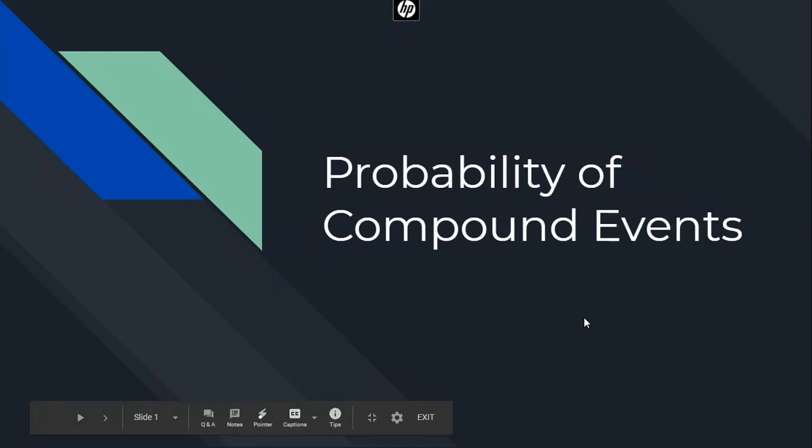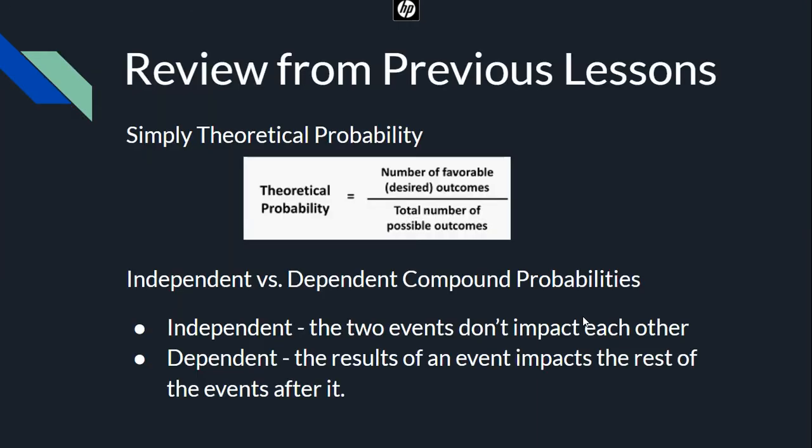In today's lesson, we're going to look at the probability of compound events. A compound event is when you have multiple events happening and you're looking at the overlap of their probabilities. So just to remind you, we have looked at what's called simple probability in the past. Simple probability is when you're looking at just one straightforward event.